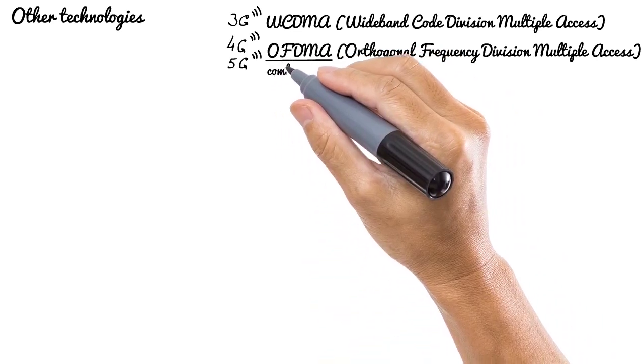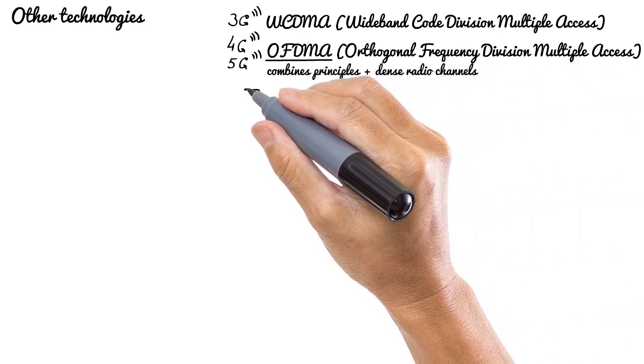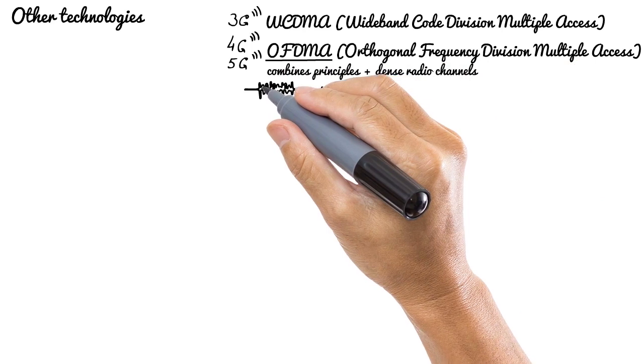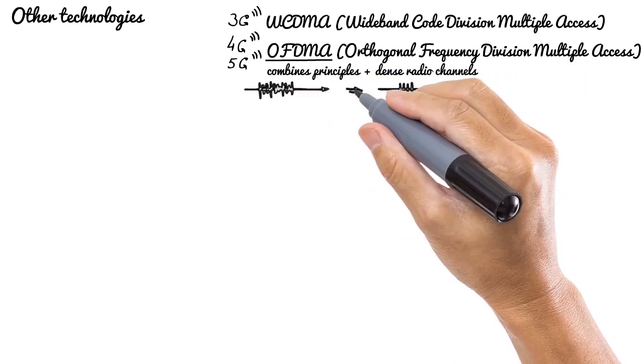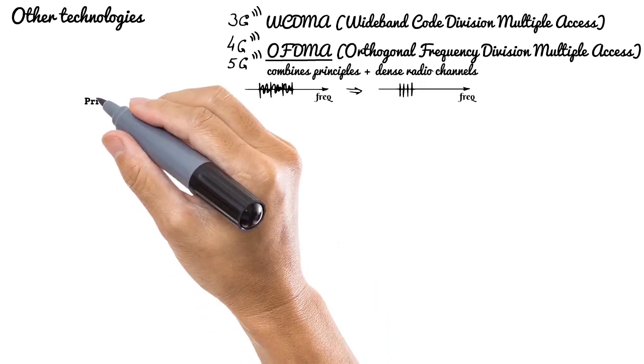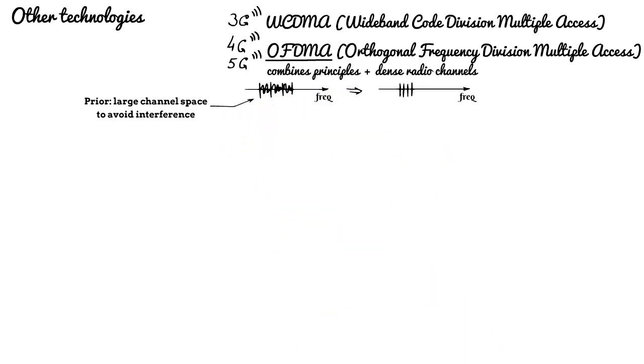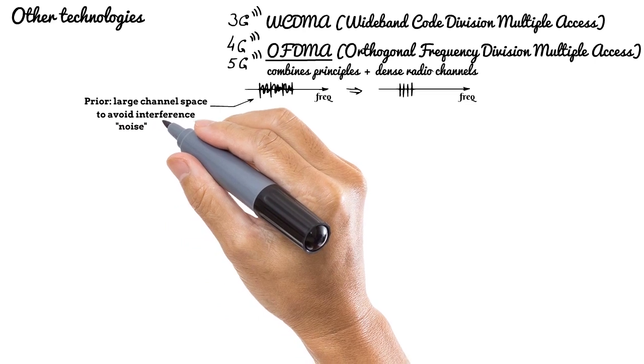OFDMA combines some principles of previously discussed technologies and additionally uses techniques of allocating radio channels being denser, closer to each other, compared to FDMA from previous generations. In older generations, large channel spacing was used between radio channels to avoid interference. What is radio channel interference? We also can call it noise.